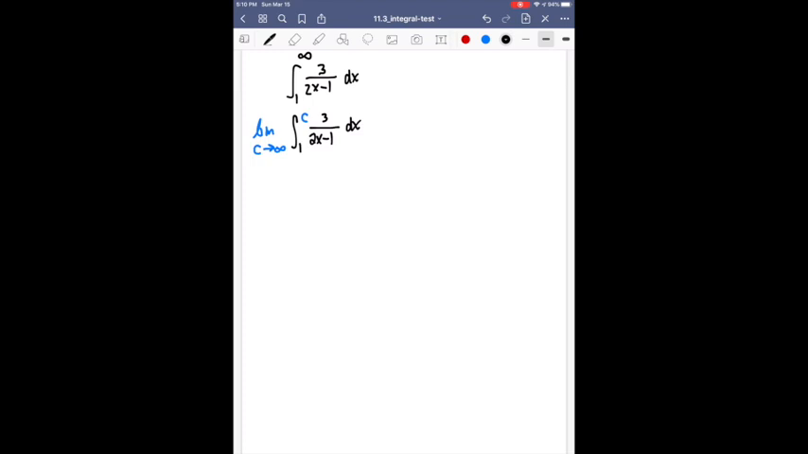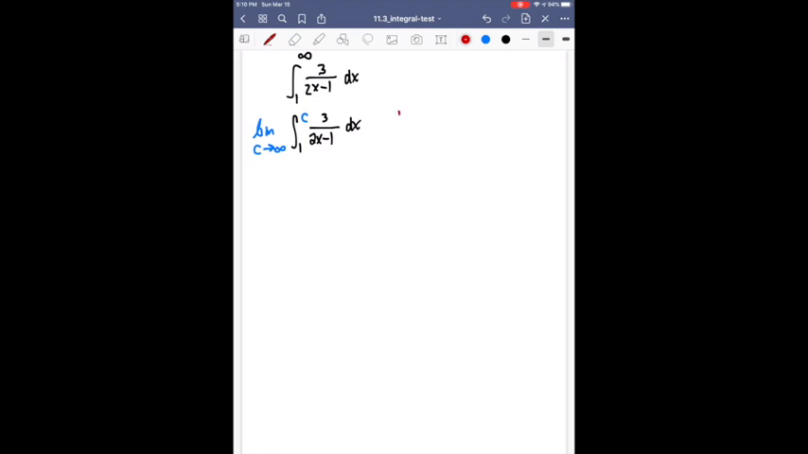Before we do that, I just want to give us the vision of what we're trying to do. Remember, for the integral test, when we get to the point of the improper integral, if this improper integral converges, we get to say that our series also converges. Similarly, if the improper integral diverges, we get to say that our series also diverges. So let's go ahead and do this antiderivative.